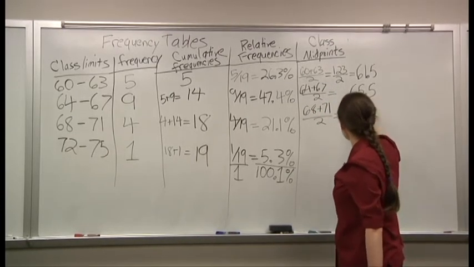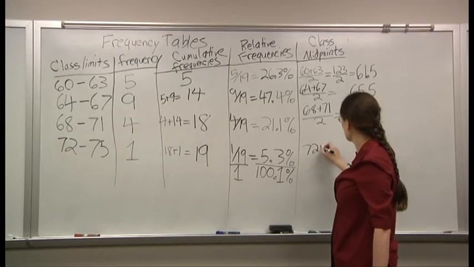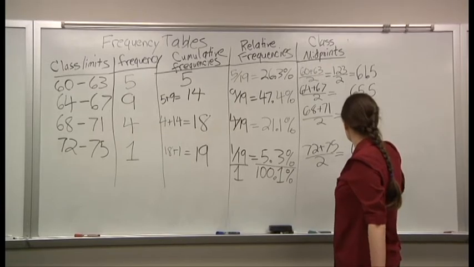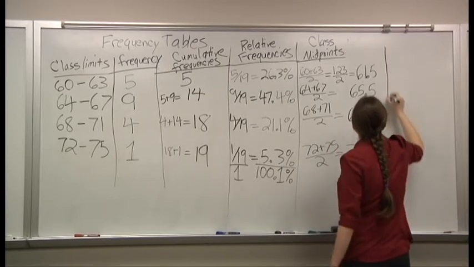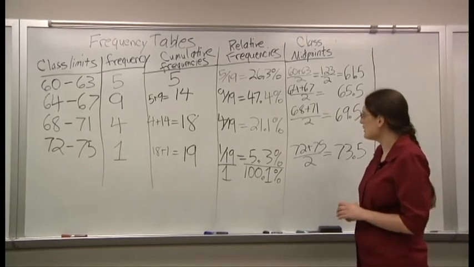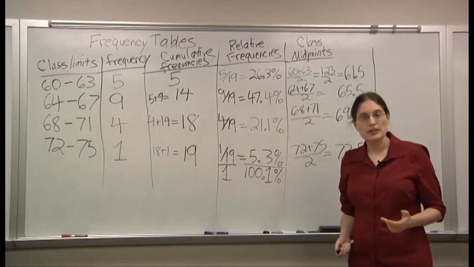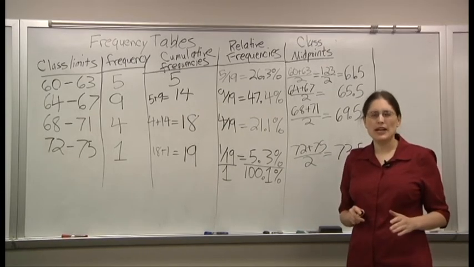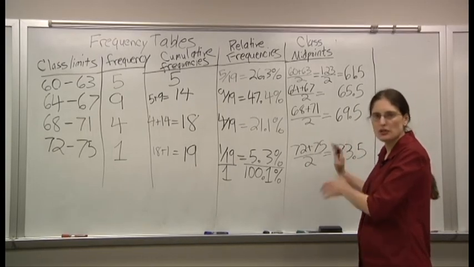So that would be 69.5. And the last one, sorry, 73.5. Okay, we now have a giant frequency table which has taken over the entire board. And you know what a frequency table is, and it can be used to organize information. Most of the time in practice, people don't put all of these columns on one table. I just wanted to show you in a single example.